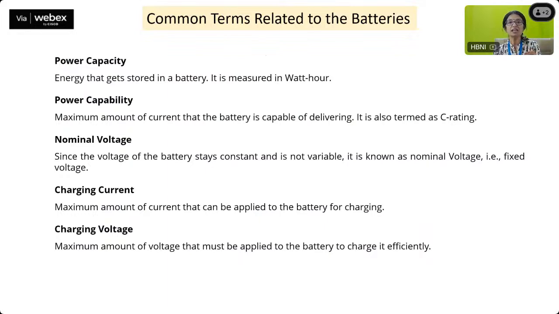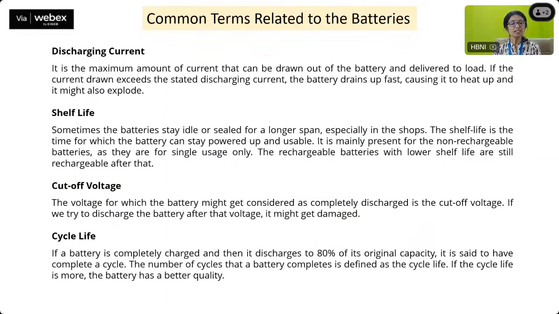Then you have the charging current, the maximum amount of current that can be applied to the battery for charging. Charging voltage is the maximum amount of voltage that must be applied to the battery to charge it efficiently. So these are some common terms which we all use. Then there is the discharging current. It's the maximum amount of current that can be drawn out of the battery and delivered to you. If the current draw exceeds the stated discharging current, the battery drains fast, causing it to heat up, and it might also explode. So it is very important to have a check on the discharging current.